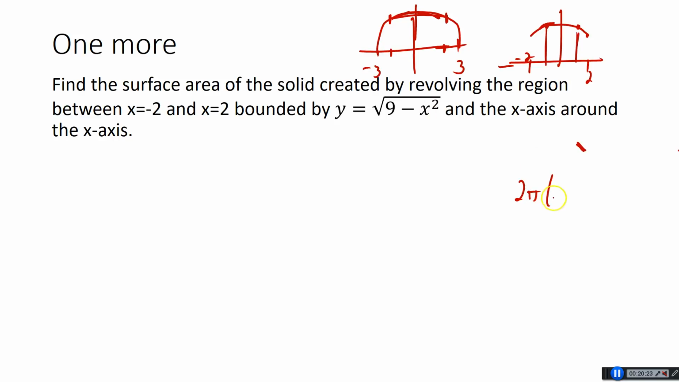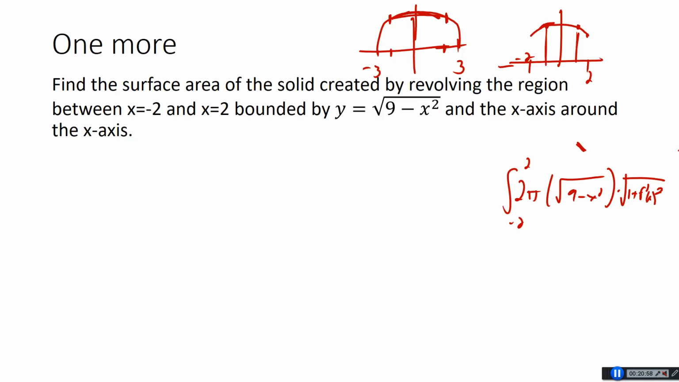So 2 pi times the height of the function, which is root 9 minus x squared. And then times this idea of this little itty bitty curve length. So that's going to then be times the square root of the 1 plus f prime of x squared. Okay, and then we're going to integrate this from -2 to 2. So, a little bit weird conceptually, but this is how you always do surface area problems. You do 2 pi times the radius, which is the height of the function, and then you multiply by that derivative thing squared plus 1 square root.